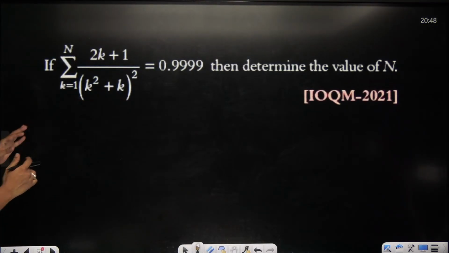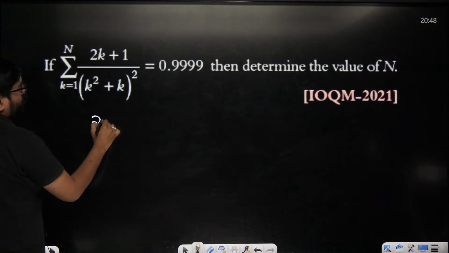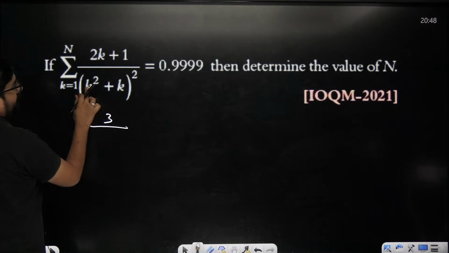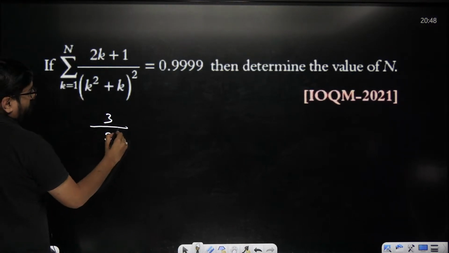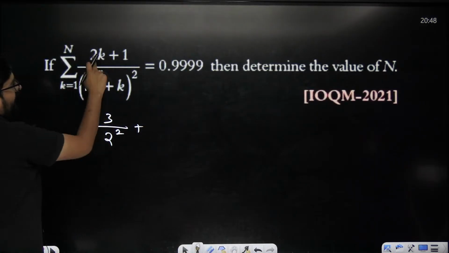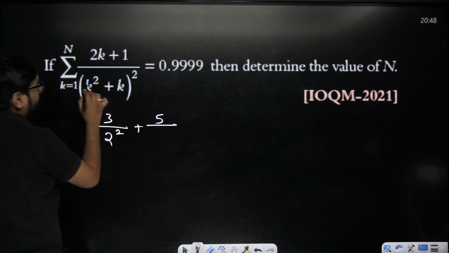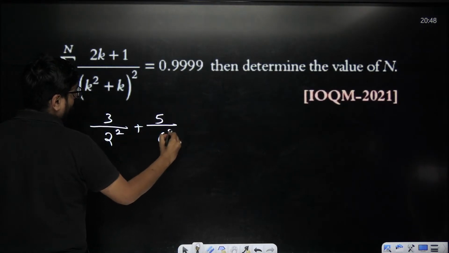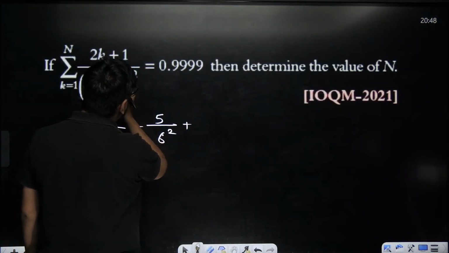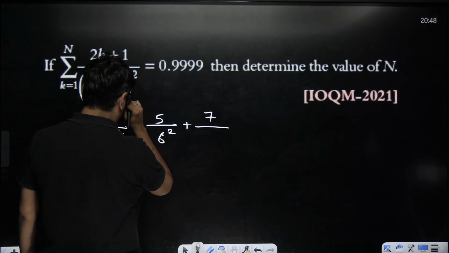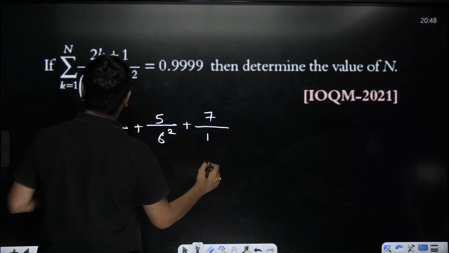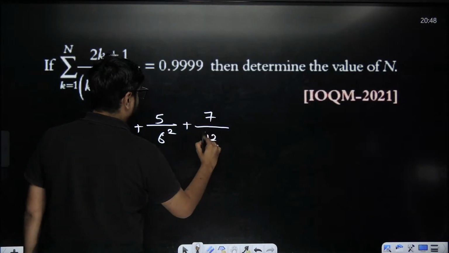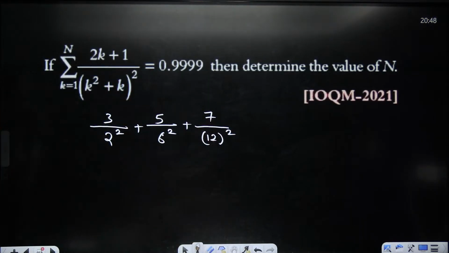Whatever is there in sigma, if we see, what is it saying? If we put k is equal to 1, so 2 into 1 plus 1, that means 3, divided by 1 plus 1, that means 2 square, plus, then put k is equal to 2. So 4 plus 1, 5, divided by 4 plus 2, 6 square, right? Third term will be 7 divided by 9 plus 3, 12 square. Okay. So in this way we are not able to see any pattern.